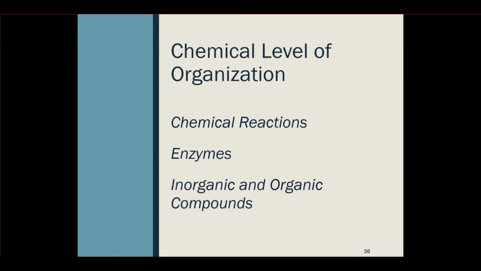In this lesson, we'll continue our discussion of the chemical level of organization by looking at the different types of chemical reactions that occur in our body. We'll then take a look at enzymes, which are necessary to speed up these chemical reactions or even to get these reactions to happen. And then we'll finish by taking a look at some definitions of some inorganic and organic compounds that are important to anatomy and physiology.